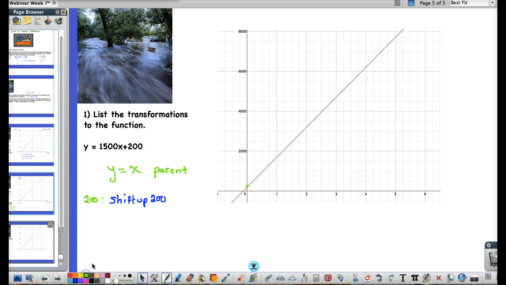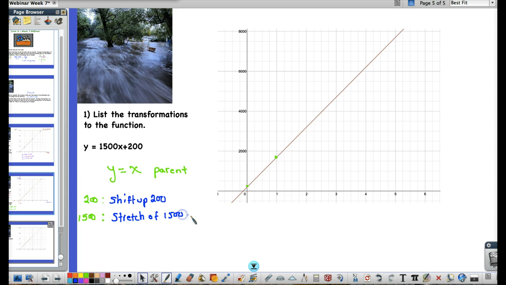And then the last transformation we have is this 1500. And if you guys think logically about what that does, that makes the graph more steep, right? Because if you think about rise over run, we go up 1500 and then over 1 to right here. So it made our graph much steeper than our parent function where our slope is just 1 over 1. So we would go up 1 over 1 and plot our point. So that 1500 made it steeper. So the way we write that as a transformation is we call it a stretch because the graph stretches up towards the sky. So it's called a stretch of 1500.